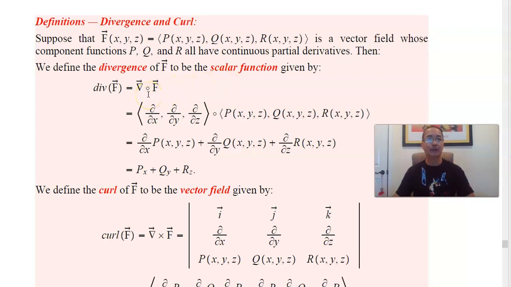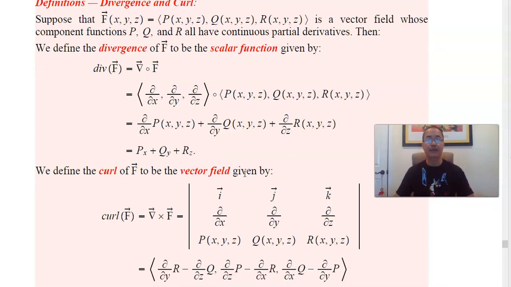Okay? We're going to use the dot product. We have the del operator, and we're going to dot it with our vector field. So we're going to get the partial of P with respect to x, plus the partial of Q with respect to y, plus the partial of R with respect to z. Okay? So each of these is a scalar function. We're going to add them all together. That's the divergence of our vector field F.